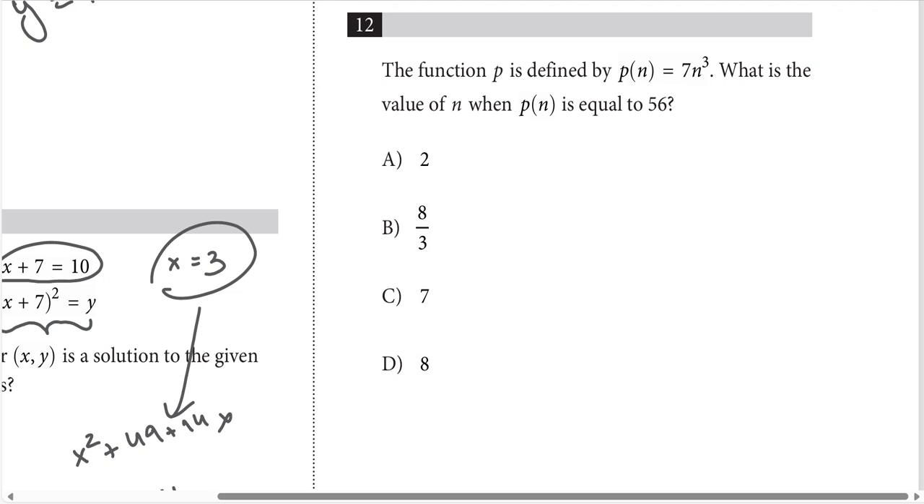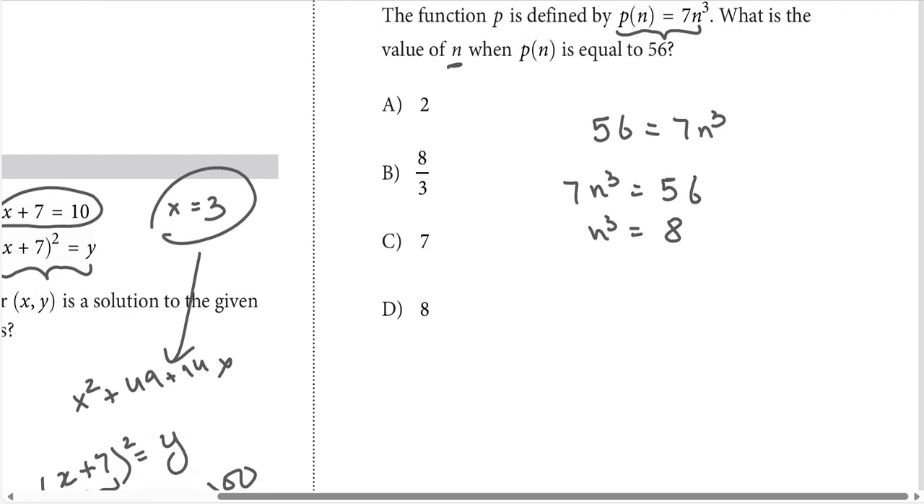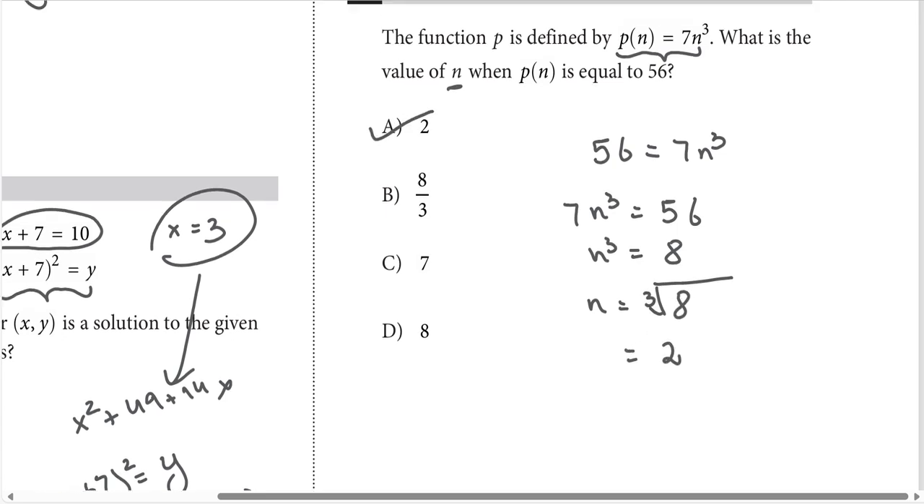The function p is defined by p of n equals 7n cubed. What is the value of n when p of n equals 56? So let's put the value of p of n as 56 equals 7n cubed. They're asking what n is. So let's start solving for n. I'll get rid of 7 first of all. And n cubed will be 56 by 7, 8. Now n would be cube root of 8, which we very well know is 2. So option A.